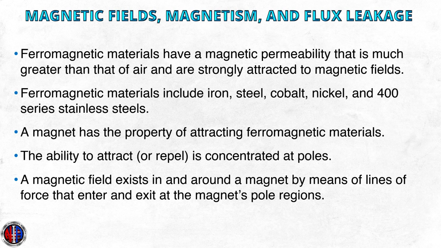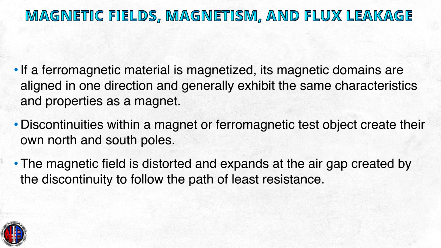A magnet has the property of attracting ferromagnetic materials. The ability to attract or repel is not uniform over the surface of a magnet, but is concentrated at localized areas called poles, both north and south. A magnetic field exists in and around magnets by means of lines of force that enter and exit at the magnet's pole regions. If a ferromagnetic material is magnetized, its magnetic domains are aligned in one direction and generally exhibit the same characteristics and properties as a magnet.